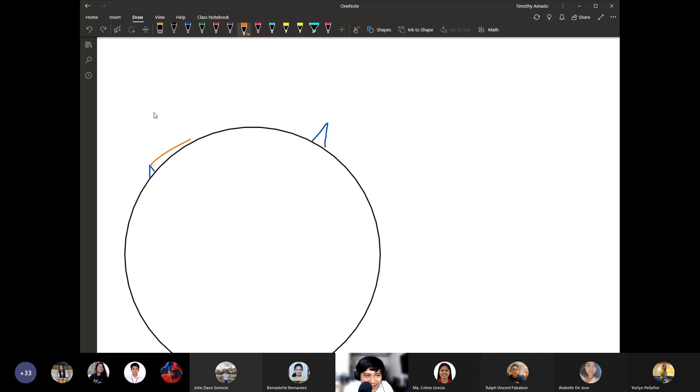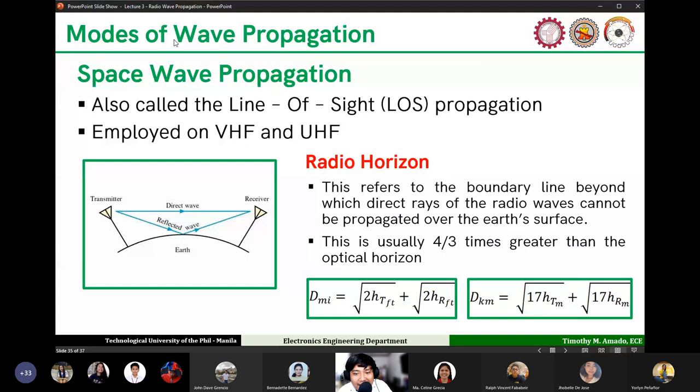Ayan, medyo naka-bend ng konti. Okay? So hindi siya talaga straight na straight. So medyo pwede pa siya mas malayo ng konti. Iyon yung idea about the radio horizon. But at the end of the day, it's because of the reason na yung earth is not flat. So that's why hindi unlimited yung range ng natin.